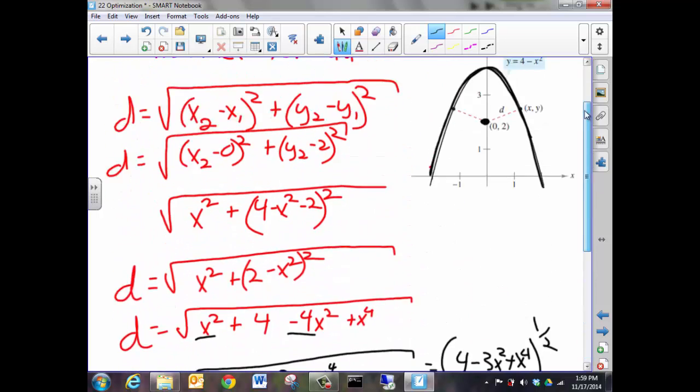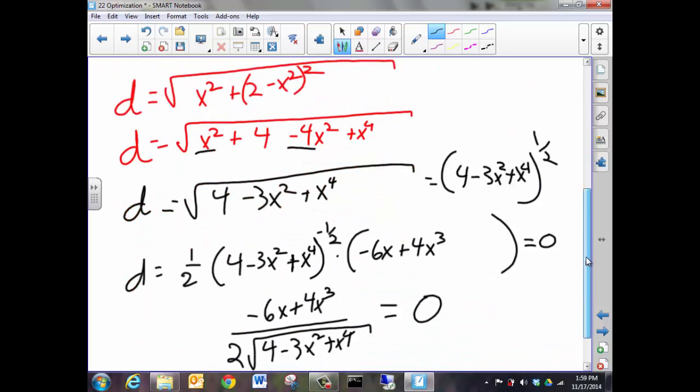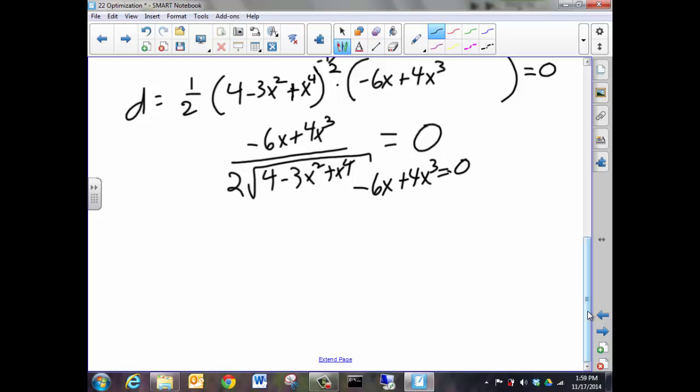And furthermore, what if the distance were 0? Wouldn't that probably be when they were closest to one another? So this is never going to equal 0. So do we even need to worry with the bottom? No. We know it's never going to be 0. So all we need to do is worry with the top. Negative 6x plus 4x cubed equals 0. Well, when is it going to be 0? Let's take out a 2x. That'll be negative 3 plus 2x squared equals 0, right?